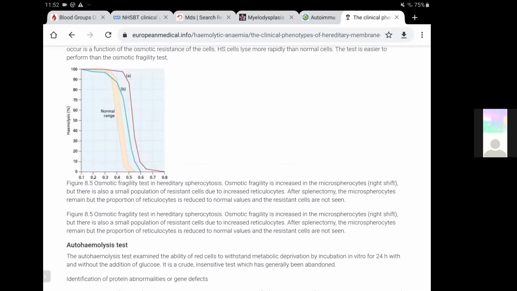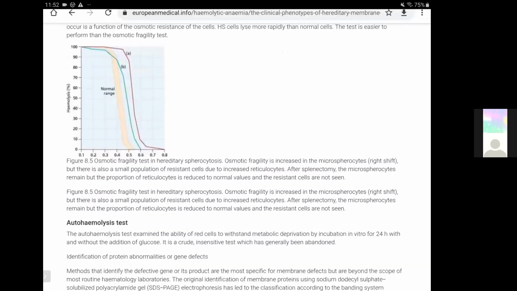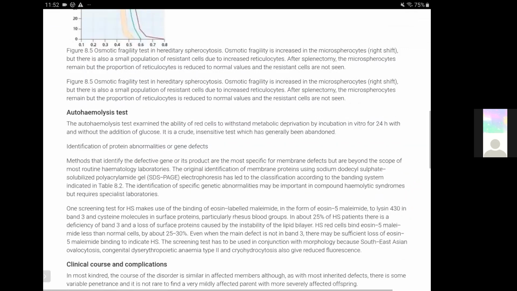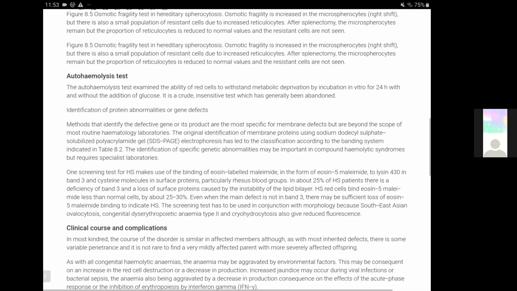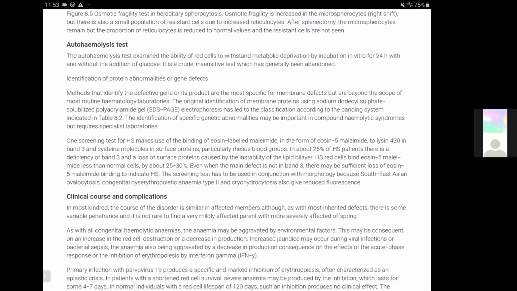There are 2 graphs of hereditary spherocytosis, pre-splenectomy and post-splenectomy, and also regarding the autohemolysis test, how this differentiates this hemolysis from pyruvate kinase deficiency. In hereditary spherocytosis, with or without the addition of glucose, there is increased hemolysis, but this is corrected with the addition of glucose. Whereas in pyruvate kinase deficiency, there is no effect of addition of glucose.